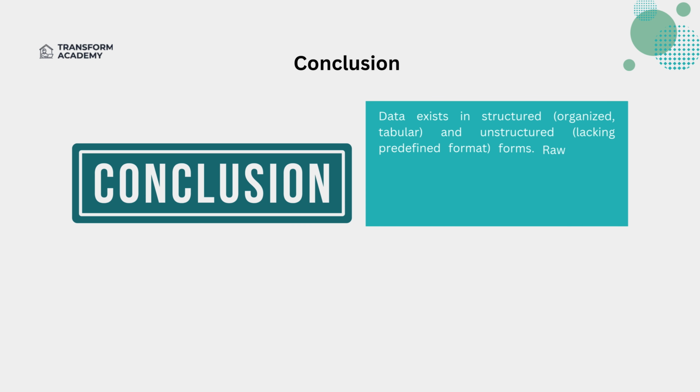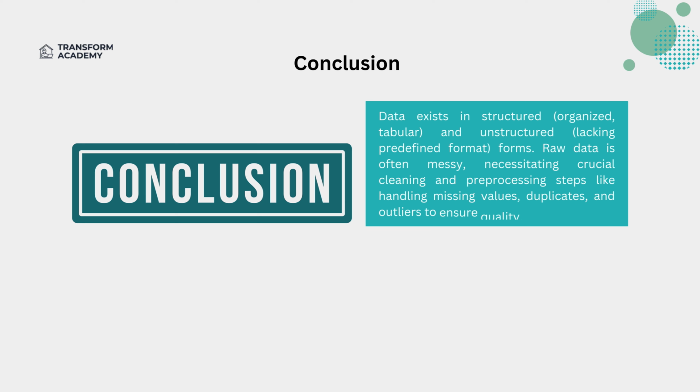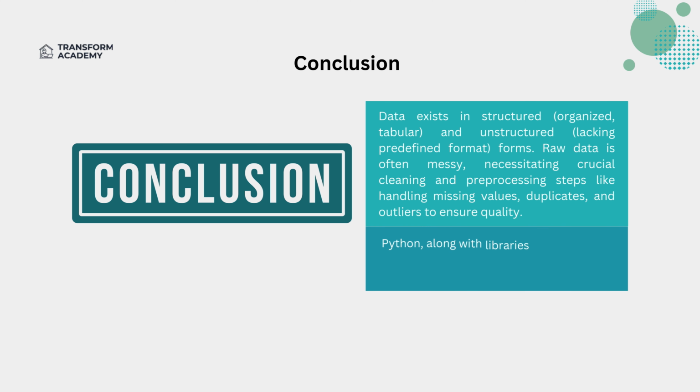In conclusion, data in data science exists as structured, which is organized and tabular, and unstructured, which lacks a predefined format or form. Raw data is often messy, necessitating crucial cleaning and preprocessing steps, like handling missing values, duplicates, and outliers, to ensure quality. Python, along with libraries like NumPy for numerical efficiency and Pandas for tabular data, are fundamental tools.